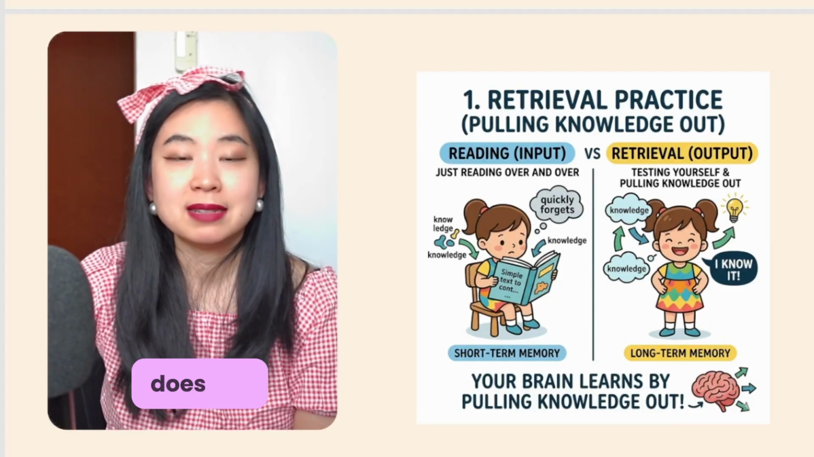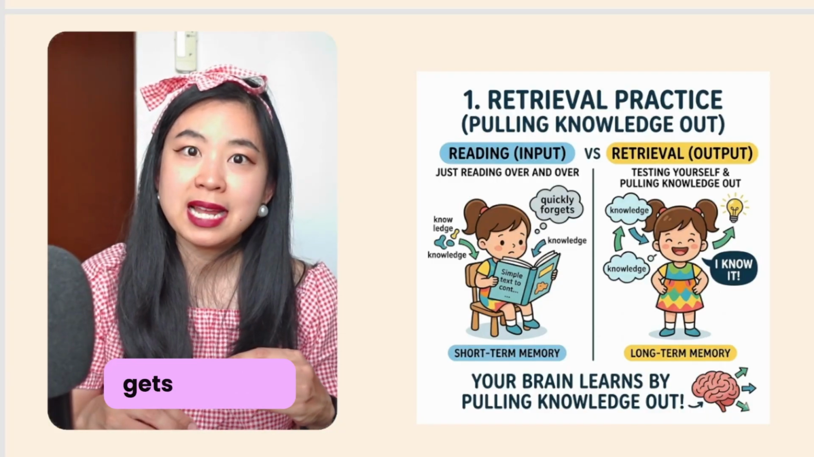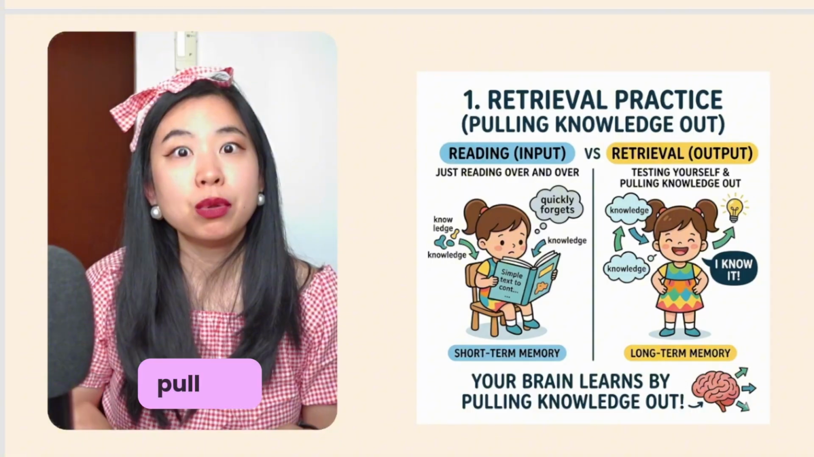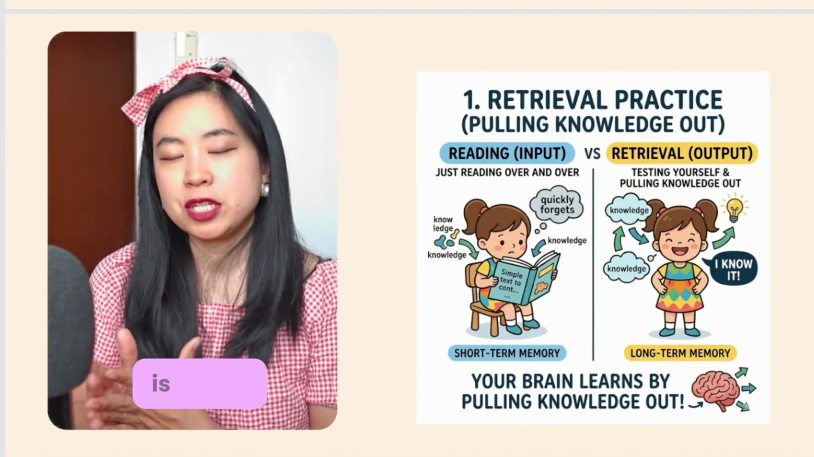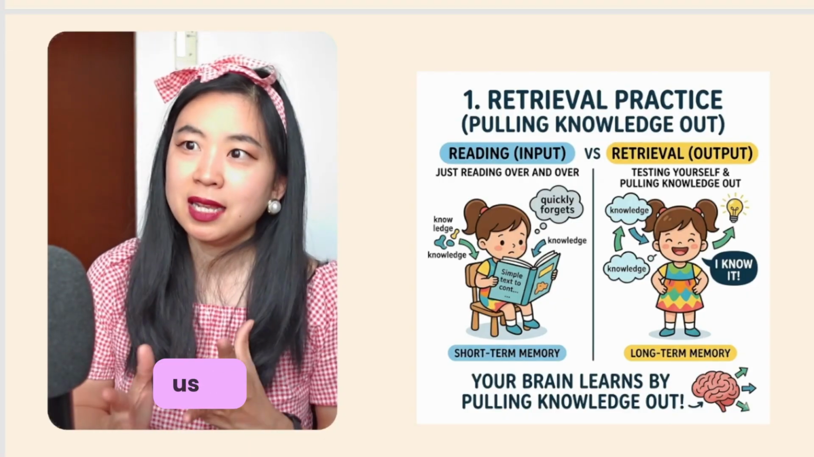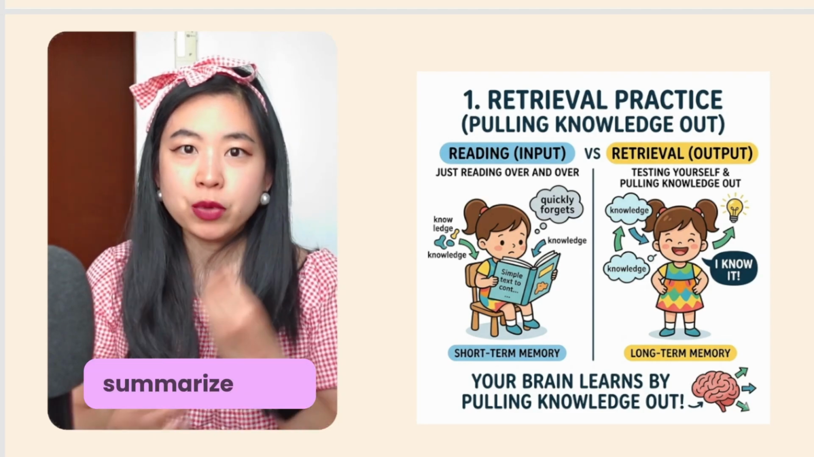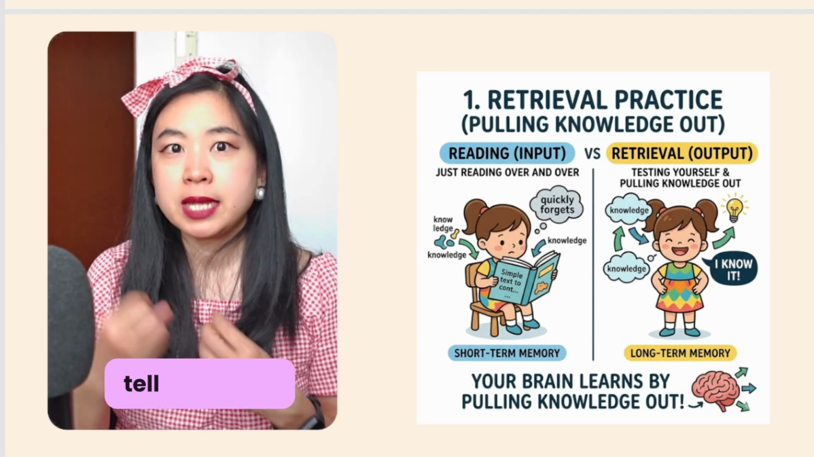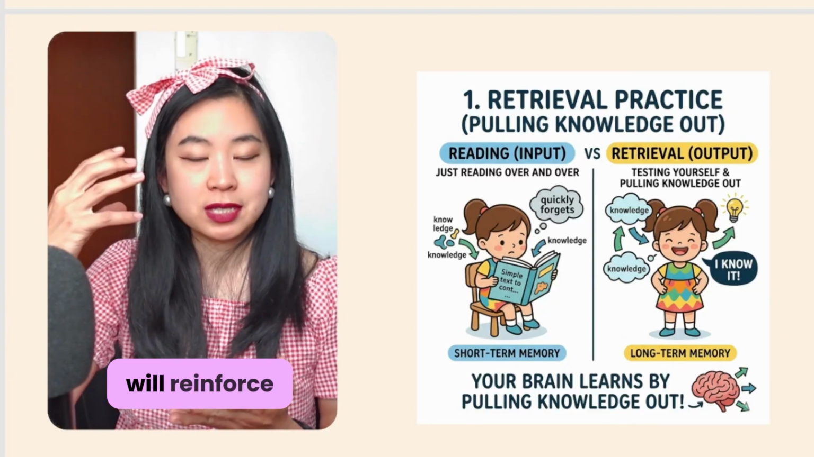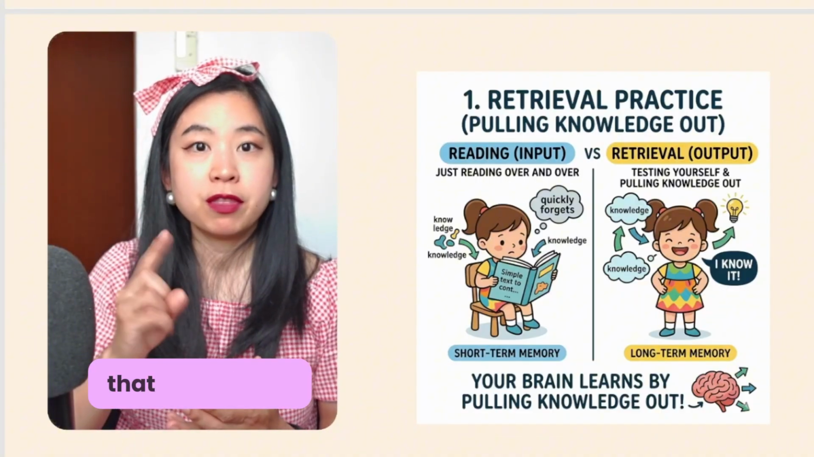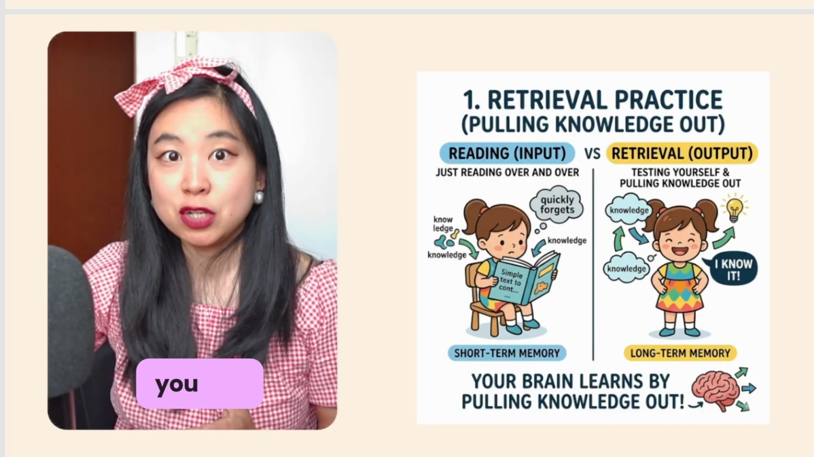Your brain does not get smarter when you just take information in. Your brain gets stronger when you try to pull the information out. So what is this information telling us? I think it's telling us to start retrieving the information. Try to summarize what we are learning. Try to tell ourselves what we understand. This method will reinforce the brain to remember that vocabulary much longer. If you don't want to lose it, you use it.